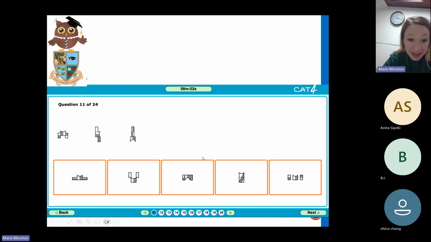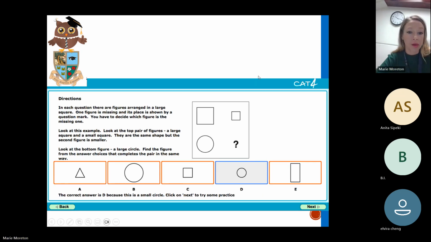And then they have to select one of the answers and click next. This one was a practice one, I think. Yeah, it is, because it's got the asterisk at the bottom, that's right. So here is a different one.